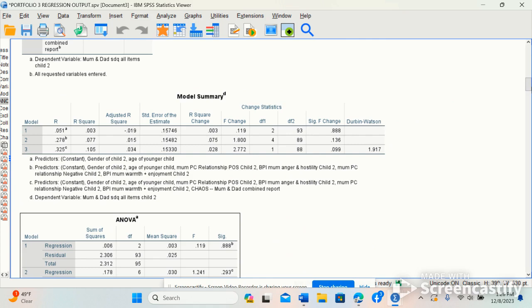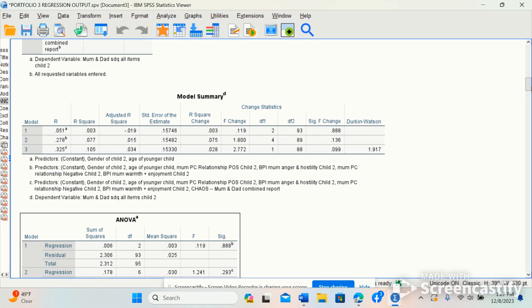How much variance? For the final model, it was 3.4%. For the second question, it's basically: is chaos predictive over parenting? I guess is how you would word it. And negative relationship was actually more than chaos.